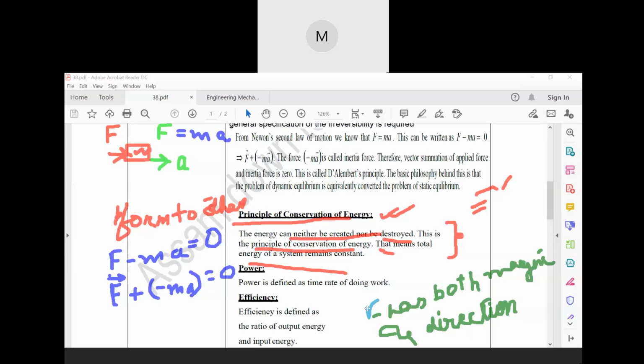also has both magnitude and direction, right? Now if A also has both magnitude and direction, so we can give one.